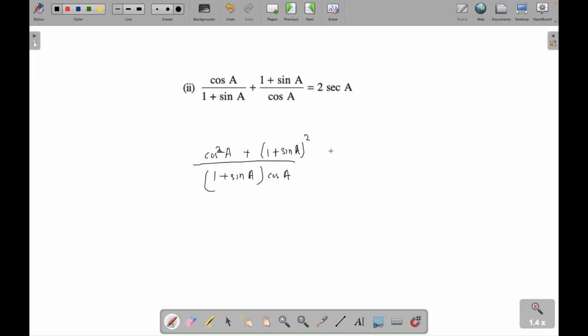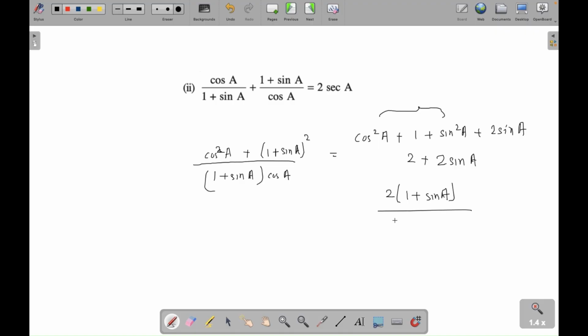So we get cos square A plus 1 plus sin square A plus 2 sin A. Right. So for now we don't have to decompose the denominator. We just have to simplify the numerator because the denominator will be as it is. So cos square A plus sin square A becomes 1, and 1 plus 1 becomes 2. So we can write this as 2 plus 2 sin A. Then we can write this as 2 times 1 plus sin A.